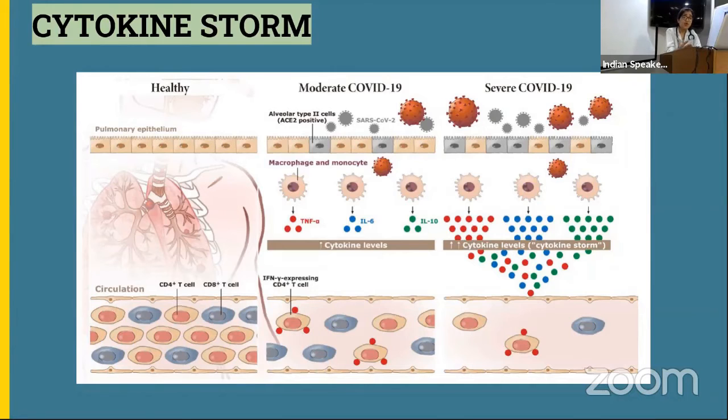This overwhelming immune response is what you call the cytokine storm. It is also referred to as the macrophage activation syndrome or MAS, since the activation of macrophages results in massive release of cytokines. By the way, cytokine storm is also known as cytokine release syndrome or CRS.